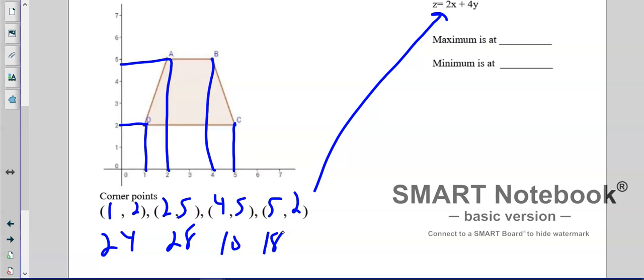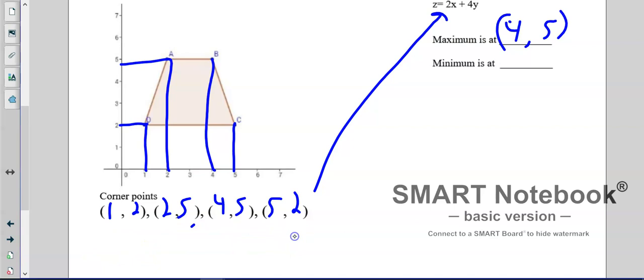So the maximum of 28 is at 4, 5. The minimum of 10, 2, 5. Sorry, I did these out of order from when I was calculating them. So 1, 2, my apologies, is 10. 2, 5 is 24. 4, 5 is 28. So I was right, I just had these in the wrong order. And this is 18. All right, and the minimum, therefore, is at 1, 2, which only gave us 10.